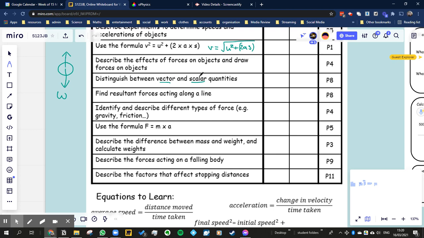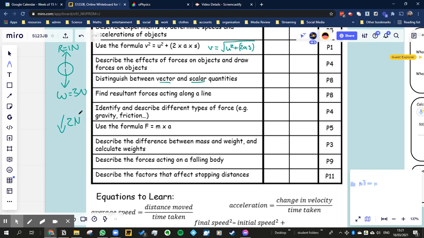Resultant forces acting along a line. What this means is, like this example here, let's say the weight is equal to 3 newtons and the air resistance, we'll just call R, is equal to 1 newton, then the resultant force would be 2 newtons down. So it's like the total force, or what is the result of the two forces, the resultant forces. When you put them together, how do they work together? That's what resultant forces means.